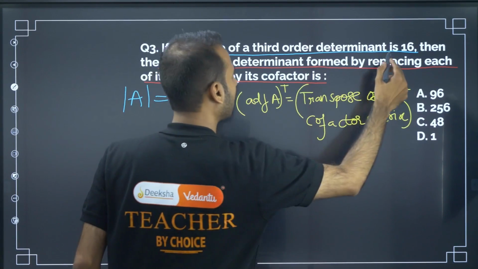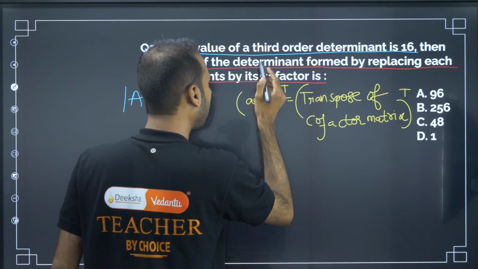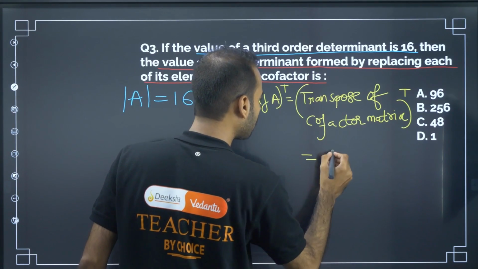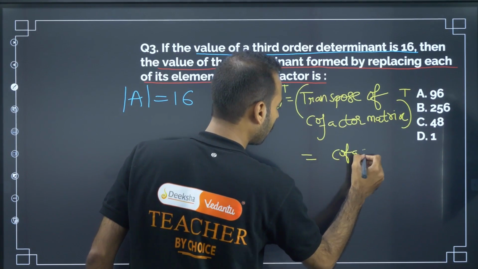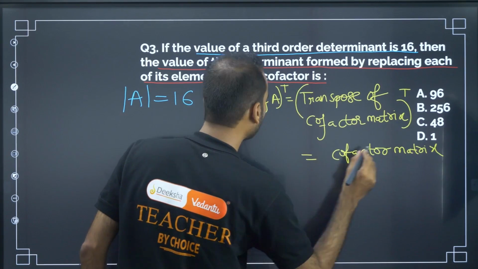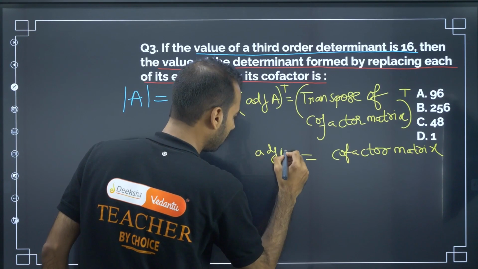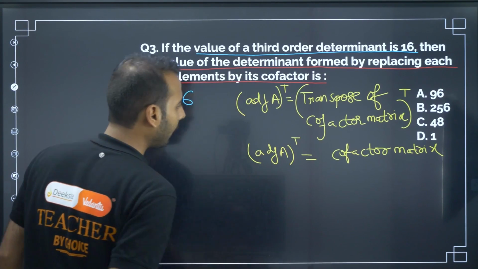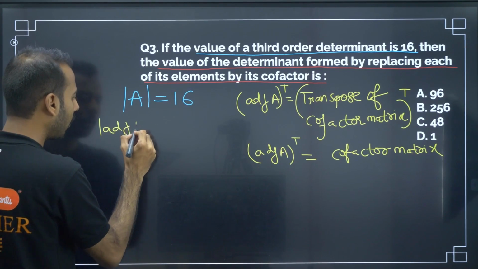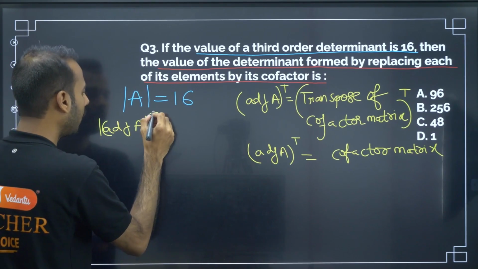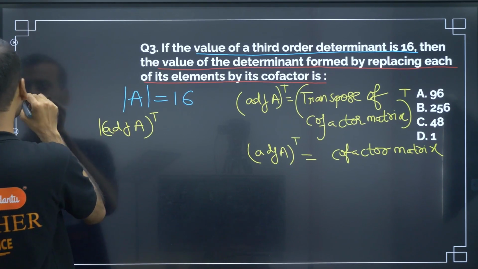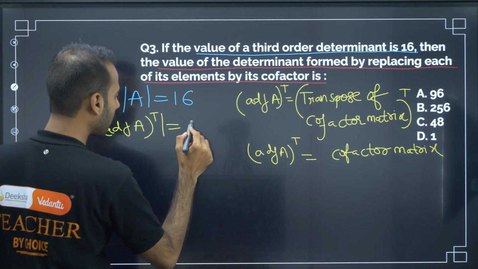Now what are they asking? If I go through the question once again, then the value of determinant formed by replacing each of its element by its cofactor. So this is cofactor matrix is equal to adjoint of A transpose. Now cofactor matrix is needed, so they are asking to find adjoint of A transpose. They are asking us to find this.